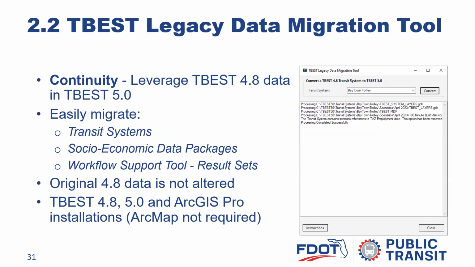Okay, so this is the legacy data migration tool, which is a part of TBEST 5. It allows you to bring over TBEST 4.8 data, transit systems, data packages, and workflow support tool results, and allow those data to work in TBEST 5. I think most of our users were new users. Maybe some additional folks have joined since our original poll, but basically, if you have TBEST 4.8 data you want to convert to TBEST 5, this is your method for doing that.